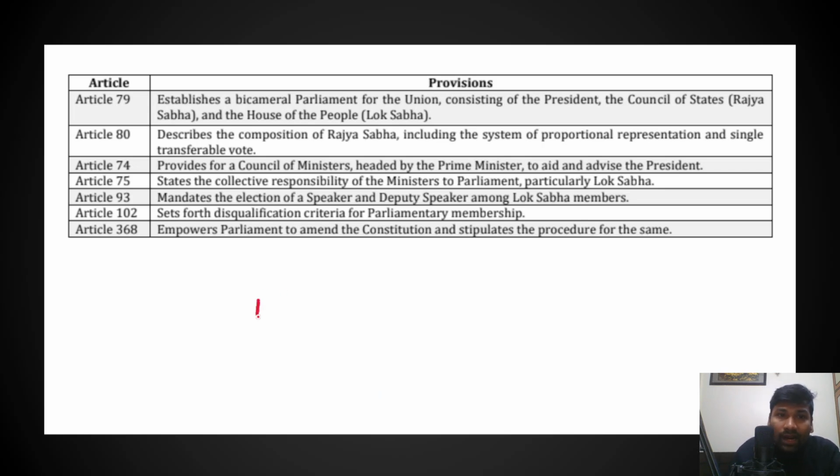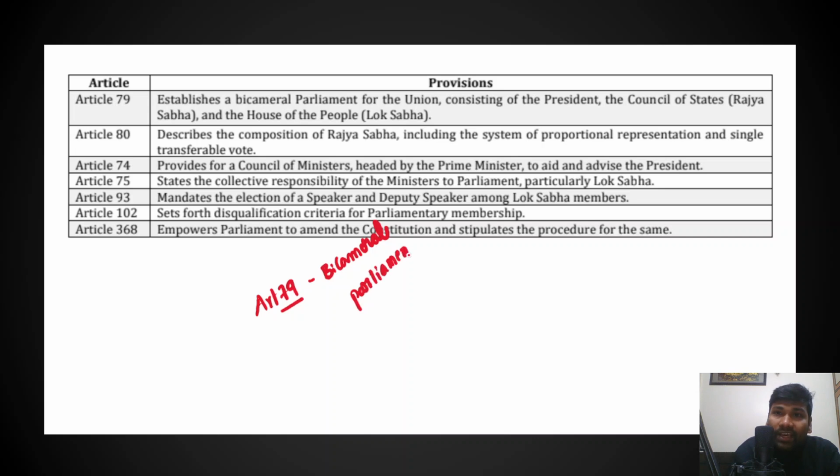For example, Article 79 of the Indian Constitution has established the bicameral parliament, right? So what has it established? It has established the bicameral parliament.